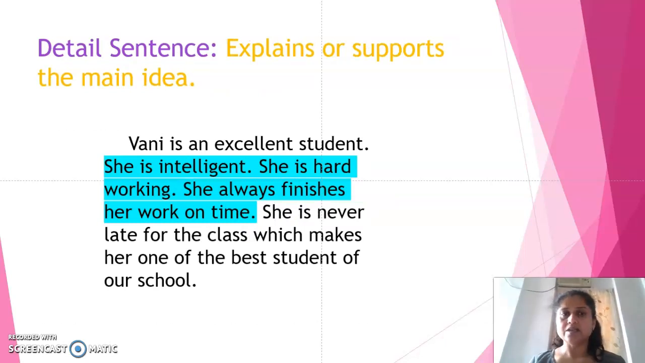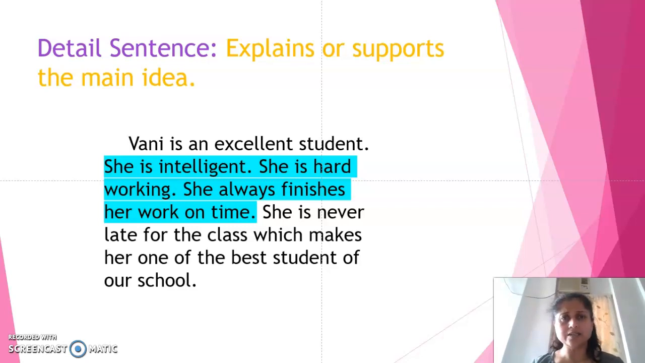Detail sentences are the ones which explain or support your main idea. Like in our example, we know "Vani is an excellent student" was our topic sentence. She is intelligent. She is hardworking. She also finishes her work on time. These are our detail sentences.